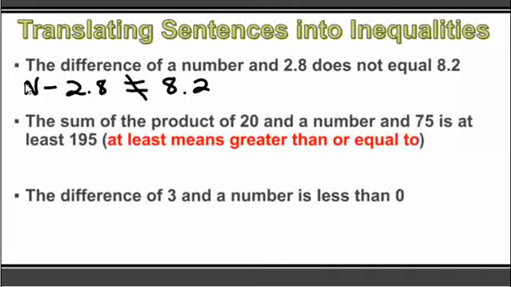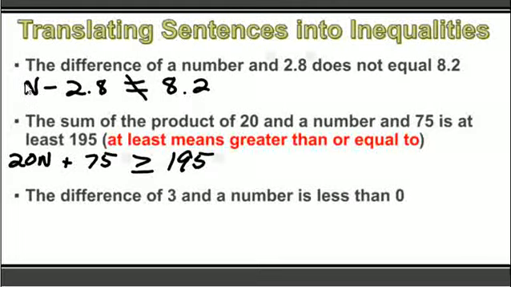The sum of the product of 20 and a number and 75 is at least 195. And I put down in parentheses here, at least means greater than or equal to. Okay, so the sum, I'm adding two numbers. What am I adding? The product of 20 and a number, so 20n and 75. It says at least. At least, again, remember, means greater than or equal to, so it cannot be lower than 195.